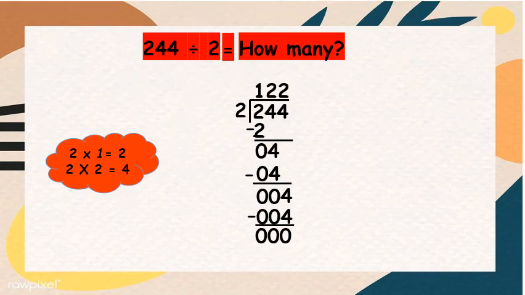So when you divide the 3-digit number 244 by 2, the quotient is 122. And that is our lesson for today.